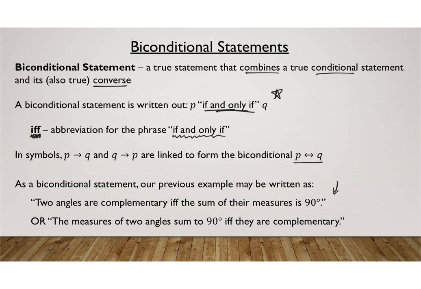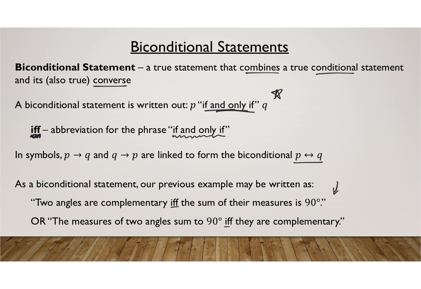The first one, two angles are complementary if and only if the sum of their measures is 90. True statement. Or the other one, the measure of two angles' sum is 90 if and only if they are complementary. Both are logically sound and both are written correctly with the IFF in the correct spot.